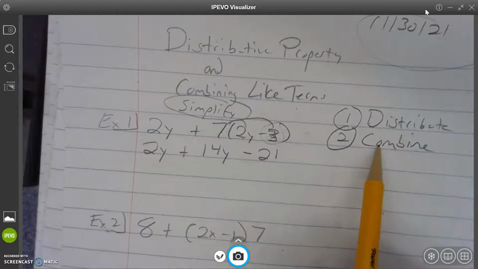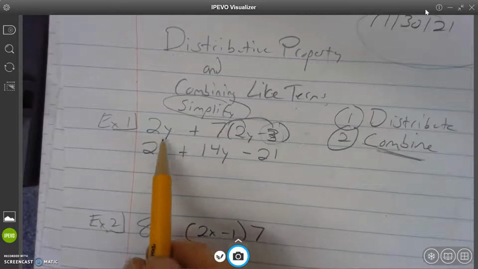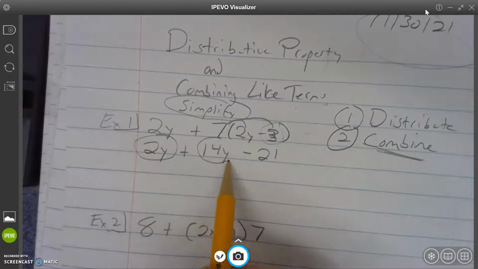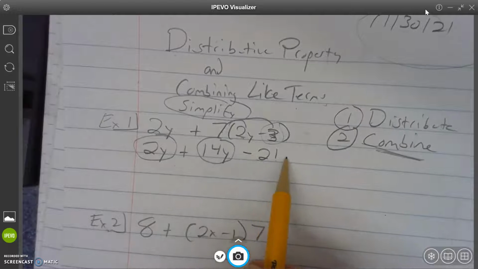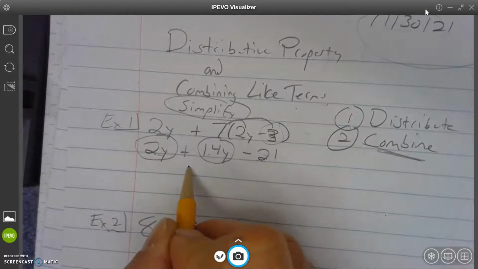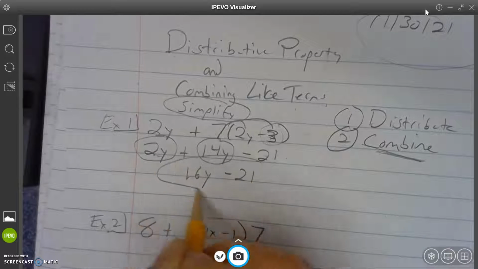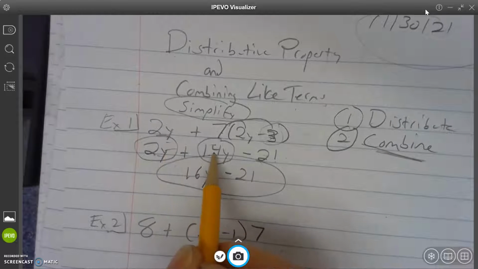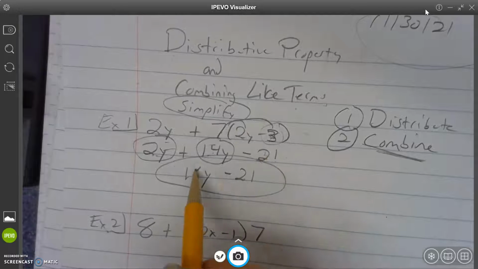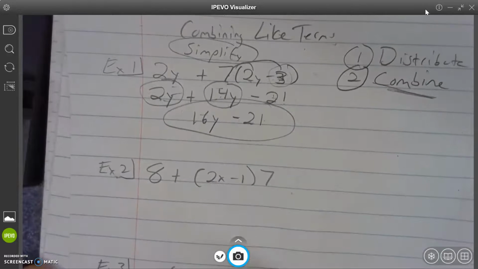Okay, so we distributed. What's the next step? Combine like terms. So what are the like terms? 2y and 14y. Negative 21, there's no y next to it, so I don't combine it. 2 plus 14 is 16, so 16y minus 21. So I combined like terms, and this one's not a like term, so just bring it down. There we go. 16y minus 21. Cool. Let's do another one.